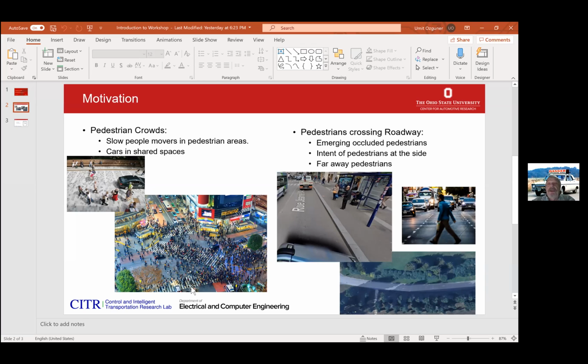So we got interested in emerging occluded pedestrians, intent of pedestrians at the side, and far away pedestrians, and you'll get to see and hear reflections about these questions throughout the next 3 hours. And remember that a lot of this is still ongoing work, and we look forward to talking about it either right now or certainly afterwards if you send me email, and possibly collaborating about it if you're interested.